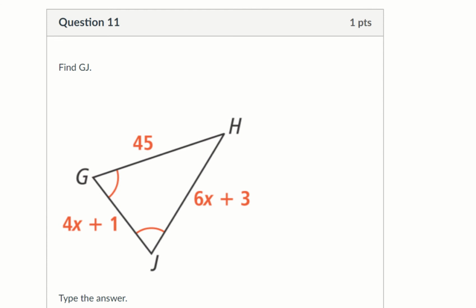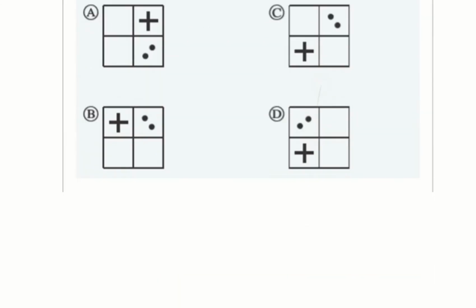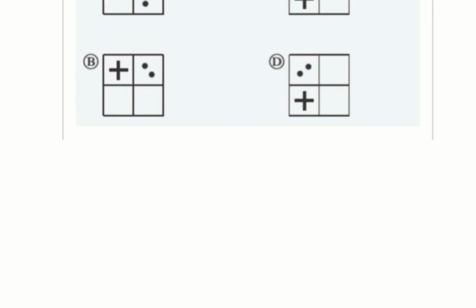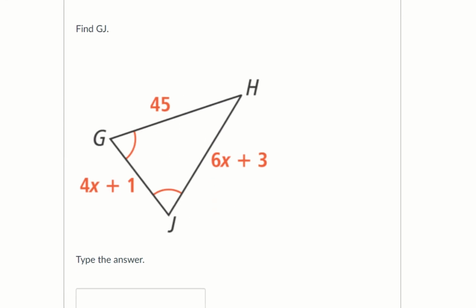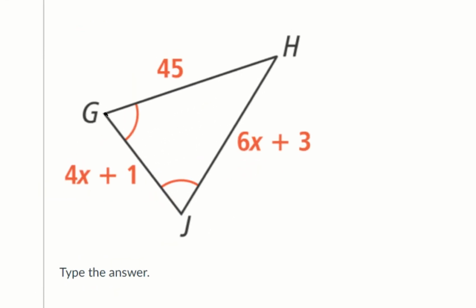All right, question 11. We're wrapping up here. We got a couple questions left. All right, so for number 11, find GJ. So we know this is GJ.